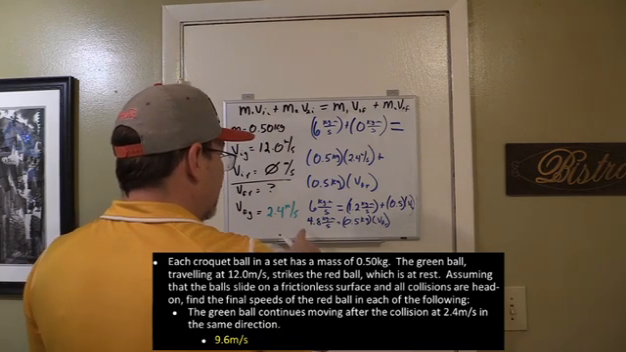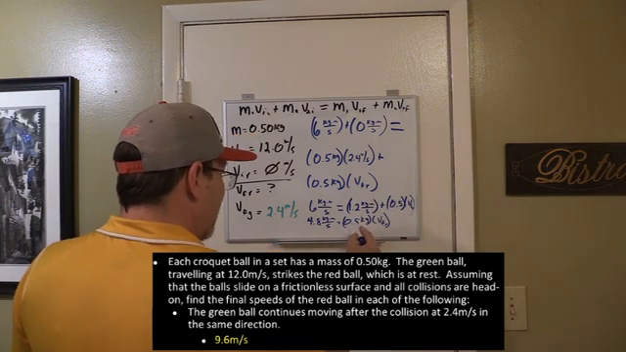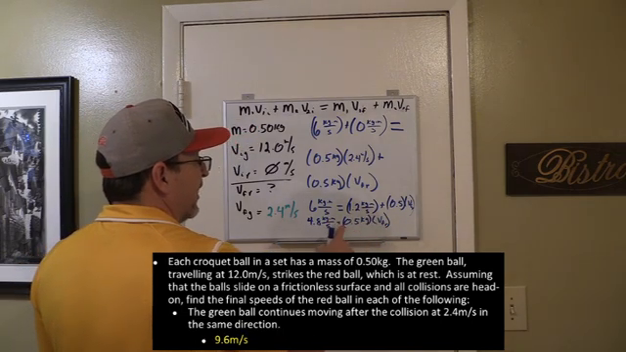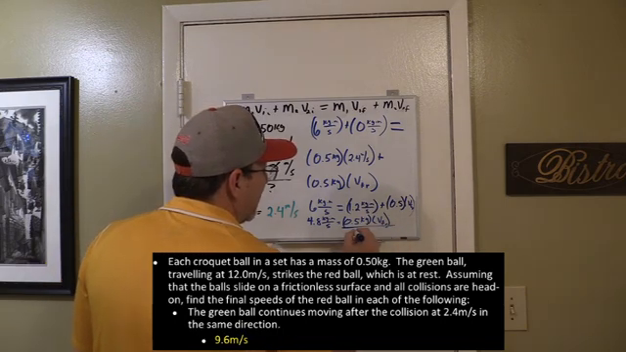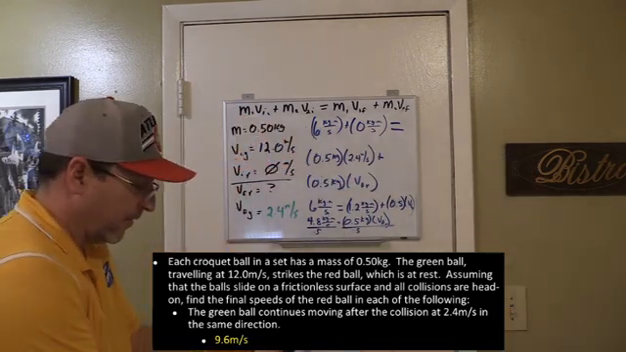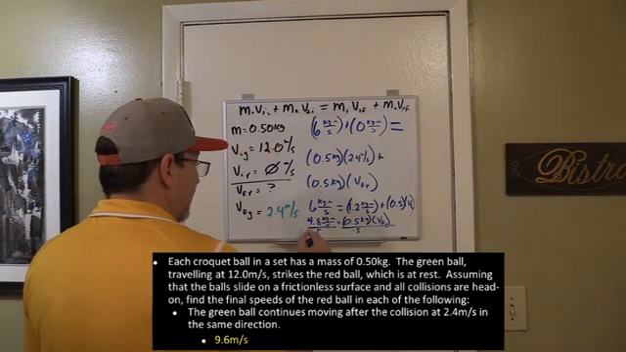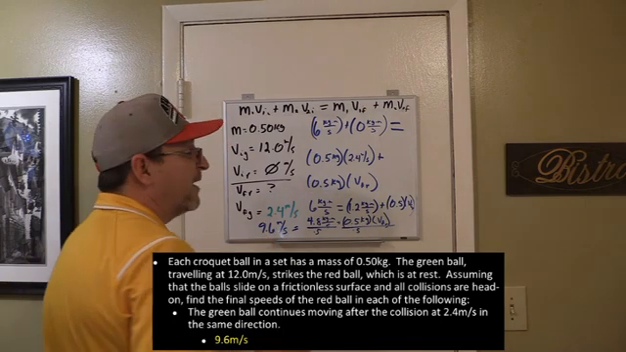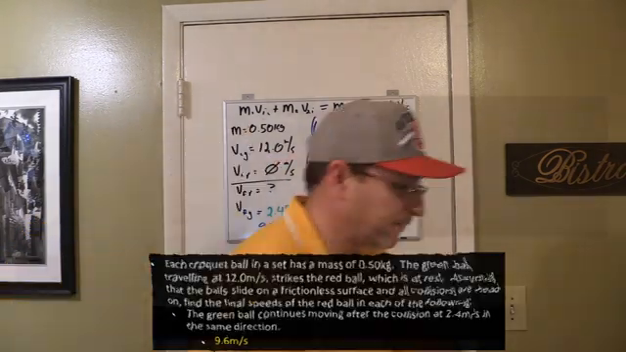Now I have my 4.8 kilogram meters per second is equal to 0.5 kilograms times this, so I got to divide both sides by 0.5. Then I end up with 4.8 divided by 0.5, and I end up with 9.6. And that's my velocity final for the red ball. All right? Awesome.